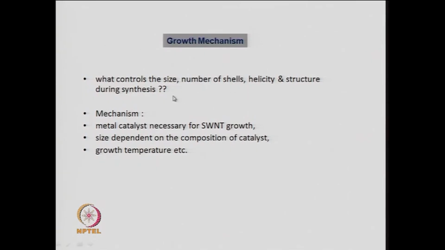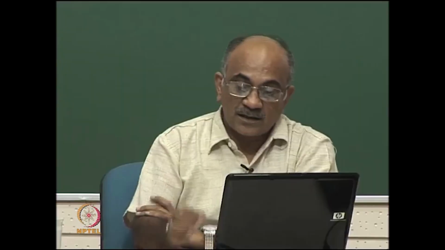To know that, we need to understand the mechanism, and in the mechanism what is necessary is the role of the metal catalyst, because it is important. The metal catalyst is important for single walled nanotube growth. The size of the carbon nanotube, the diameter and length, depends on the composition of the catalyst that you use, and the size also depends on the temperature of growth. So, these are various factors on which the size, number of shells, etcetera, and the helicity are controlled.